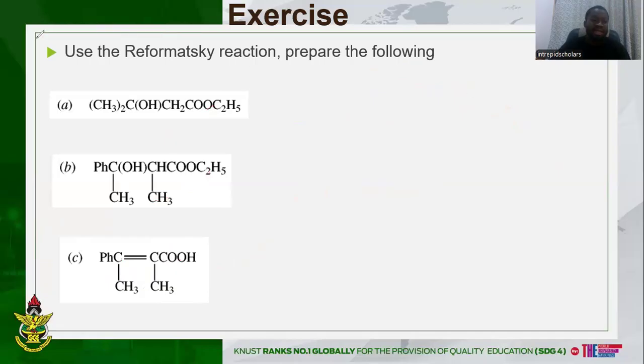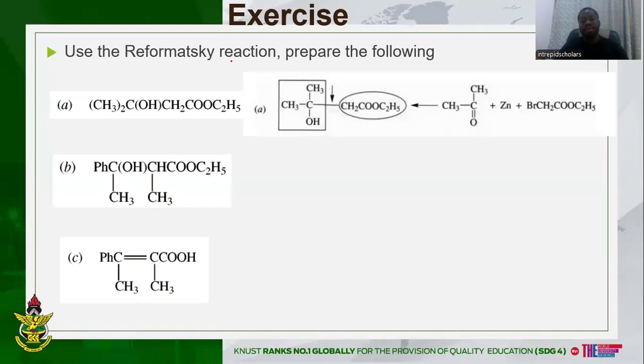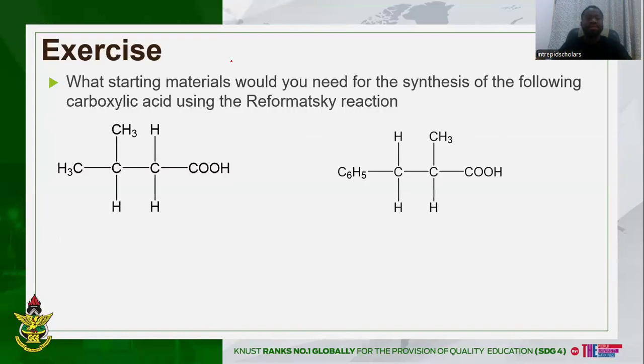The answers are in the slide. Right, the same thing we discussed. Now, the next question, we are asked, what starting material would you need for the synthesis of the following carboxylic acid using the Reformatsky reaction? So this is the most difficult you can find.